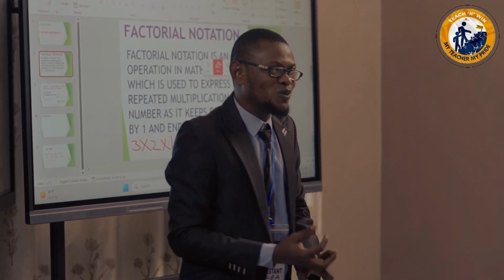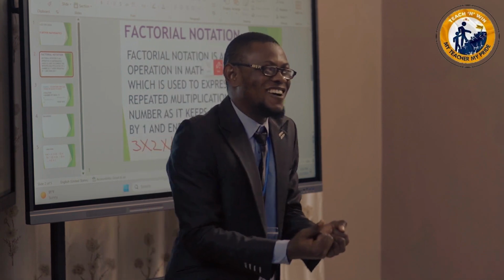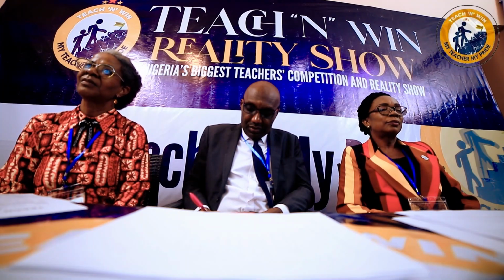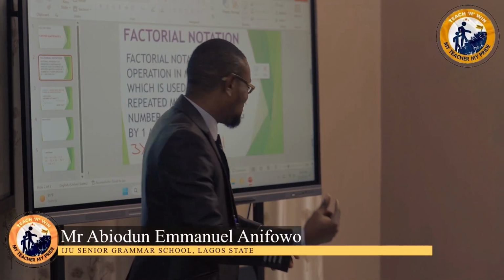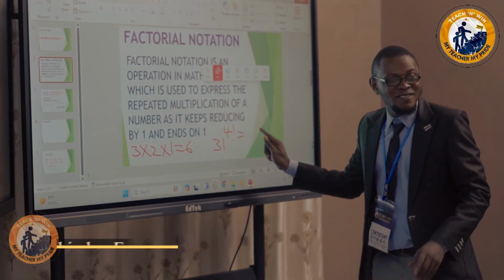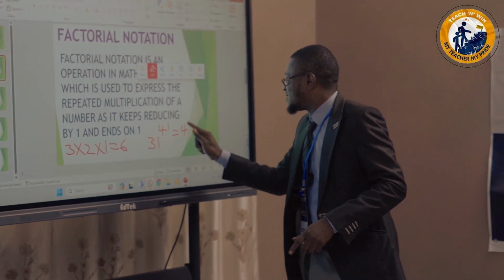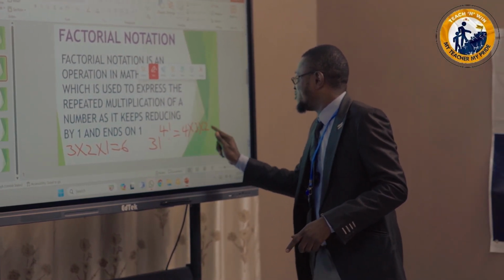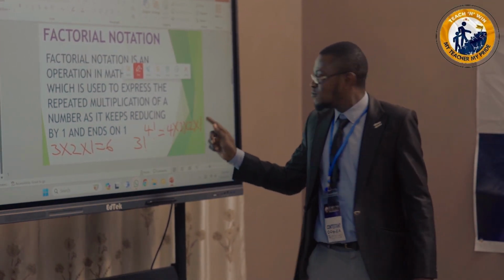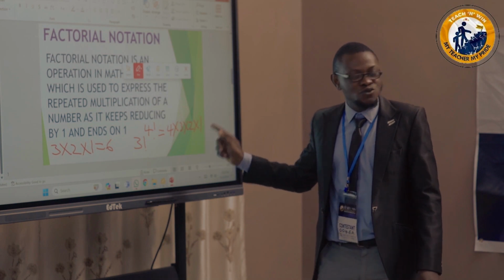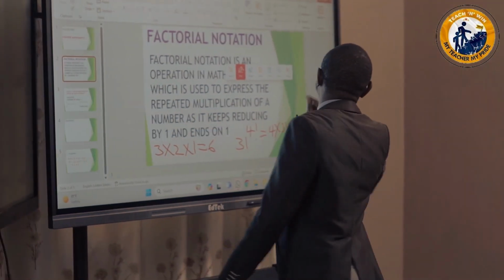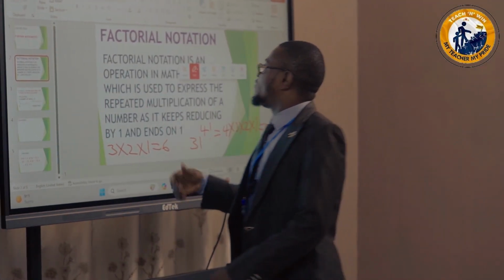So, are you back to the class now? Okay, what if it is 4 factorial? What can that be? 4 factorial is 4 times 3 times 2 times 1. So this is 4 times 3. 4 times 3 is what? 12. Times 2, 24. Times 1 equals 24. And so that's the concept of factorial notation.